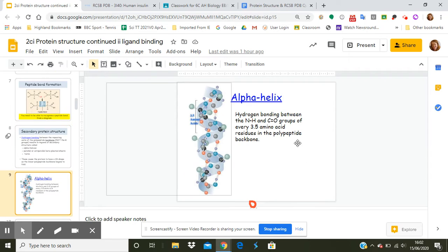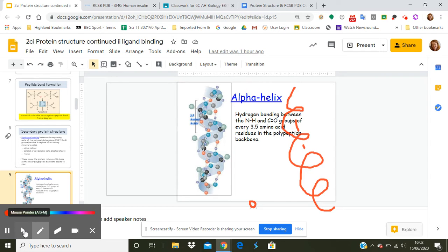So alpha helix, you might have come across DNA. It's got this lovely sort of idea that you've got a helix like this. How are these held together? They're held together with something called hydrogen bonding between the hydrogen of the peptide bond and the oxygen of another one. So down here you can see it all being held together. Okay, that's how your DNA is held together. In this case, your proteins are held like that as well.